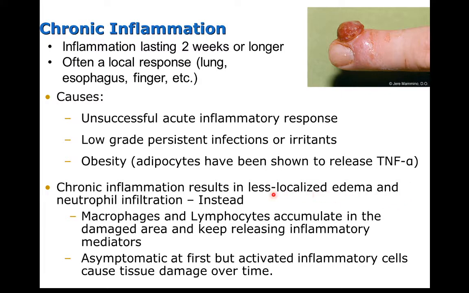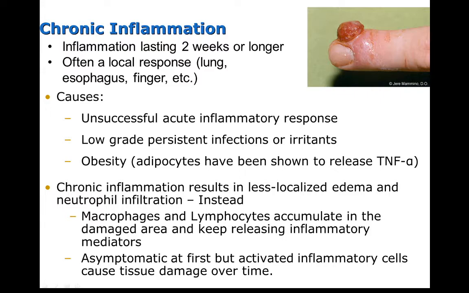In chronic inflammation, we expect to have less localized edema and less neutrophil infiltration, but instead, the macrophages and lymphocytes accumulate in the damaged area and keep releasing those inflammatory mediators. It can be asymptomatic at first, but over time, the inflammatory cells will cause tissue damage.